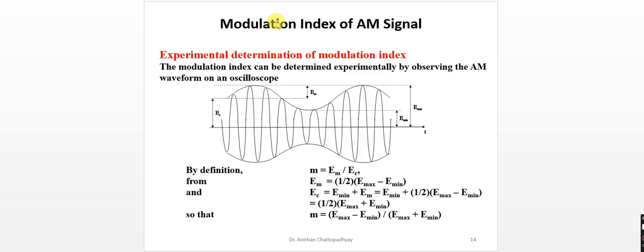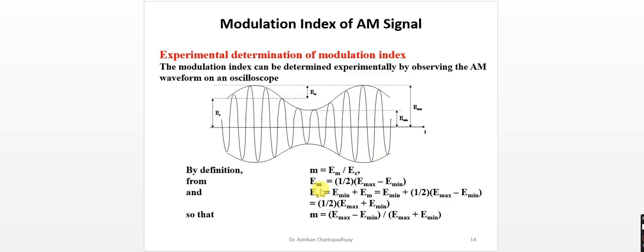Now the modulation index that we actually use in experiments is very interesting, try to understand. I have drawn an AM wave using under modulation. Here Em is the maximum modulating signal amplitude, and Ec is the maximum carrier signal amplitude. So m is equal to, we know, Em by Ec, right? Maximum message signal amplitude divided by maximum carrier signal amplitude.